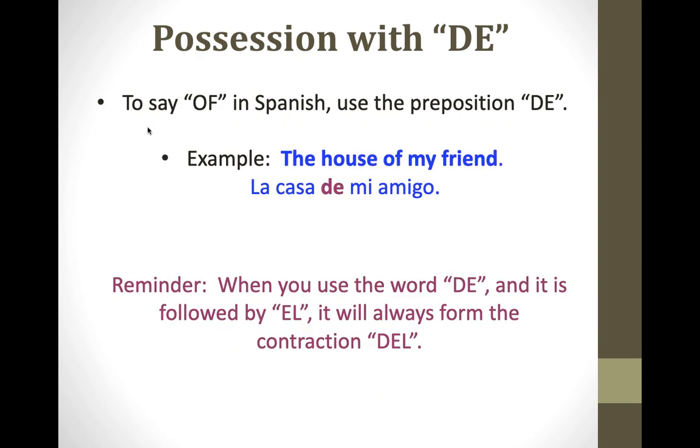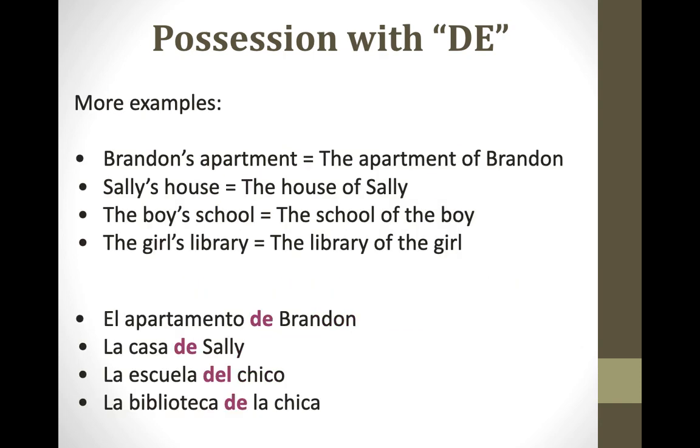So let's hear it. To say of in Spanish, use the preposition de. Example, the house of my friend. You would then go ahead and put that in Spanish. La casa is the house, de is of, and my friend is mi amigo. So when you use the word de, don't forget, if it's followed by the word el, it always has to form a contraction. So you may see that, okay, as we practice. So let's look at these examples using possession with de.